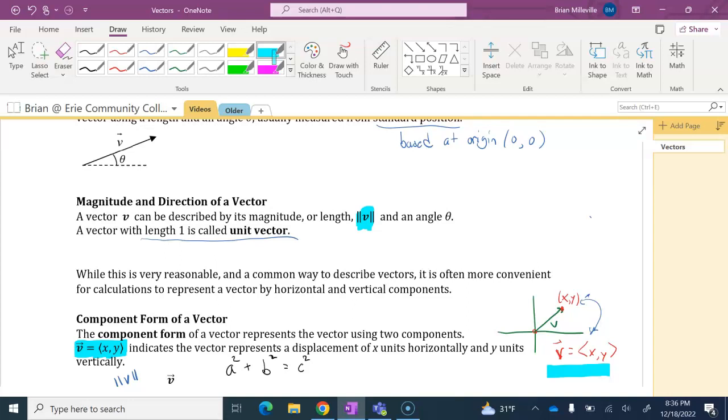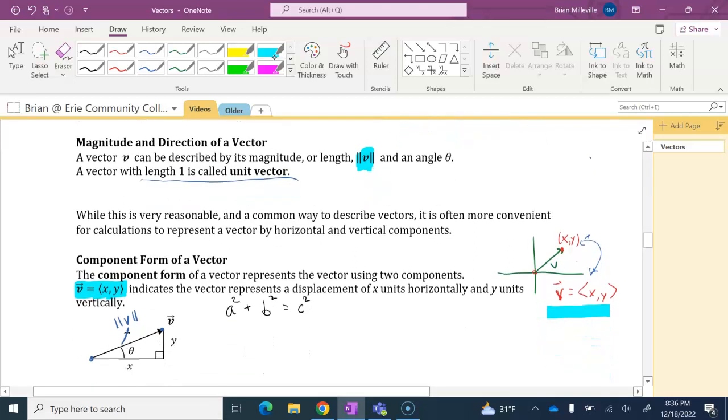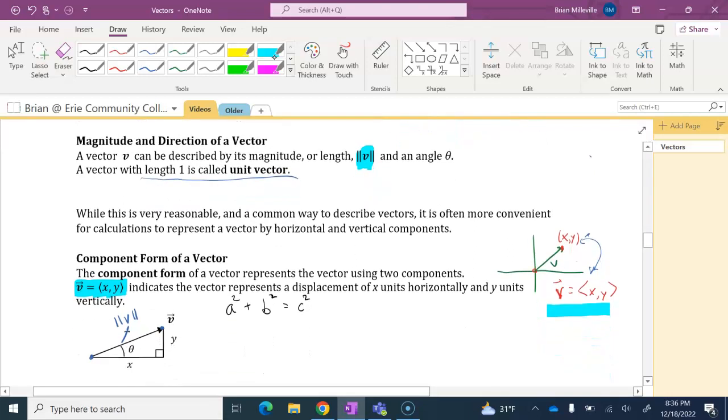I've got it also on the left side of the screen highlighted in blue. So we're going to use these pointed brackets to indicate a vector. And that gives us a representation of the vector in terms of its displacement of x units horizontally. It could be positive or negative, and y units vertically. That could be positive or negative also. Now we're going to see how to go from the component form, sometimes referred to as the rectangular coordinates, to represent that in terms of the magnitude and the angle.